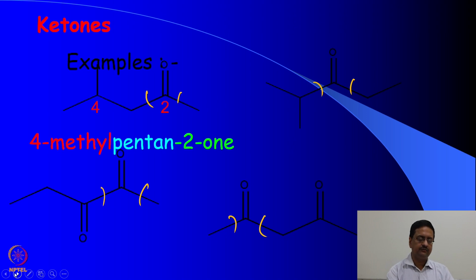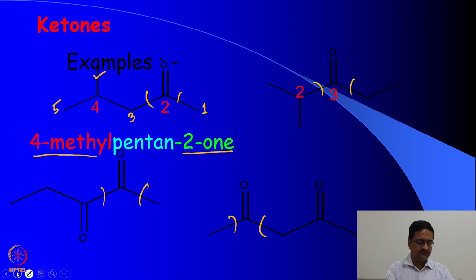This compound, the top one, has 5 carbons, writing the name from the right hand side 1, 2, 3, 4 and 5. At 2 position you have ketone, so we write it as one, on, and 4-methyl is the substitution at position number 4. So, it is 4-methyl pentane 2-one.